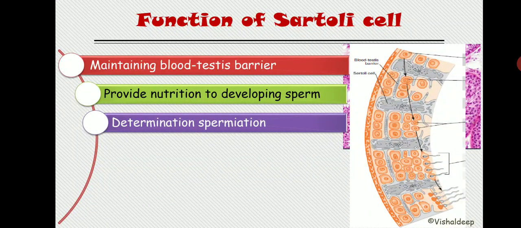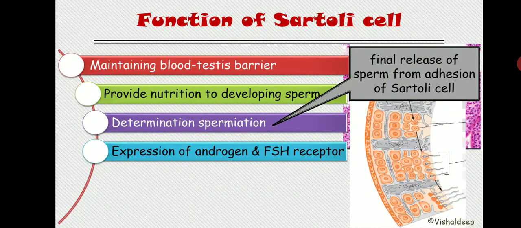It determines the spermiation. Now what is spermiation? Most of the time the sperm will be attached to the Sertoli cell. Suppose this one is the last stage of spermatogenesis. In order to release the sperm inside the lumen, they have to detach from the Sertoli cell. The final release of a sperm from the adhesion of the Sertoli cell is known as spermiation.